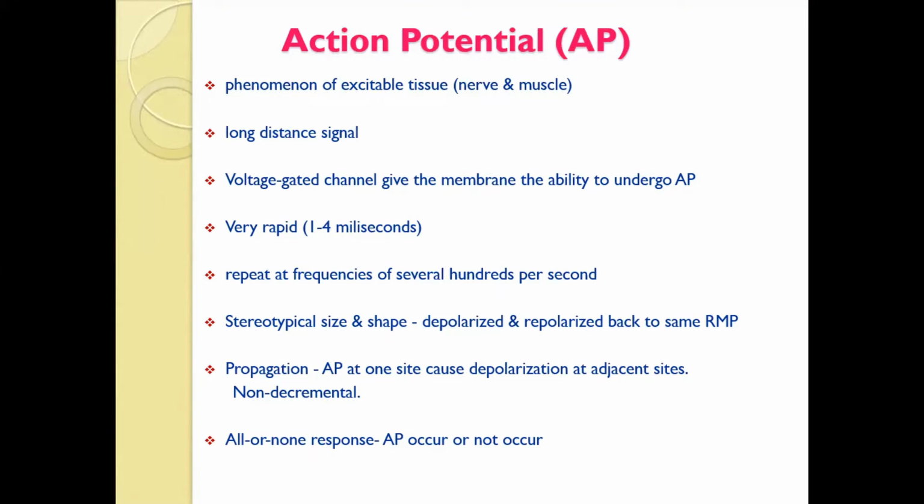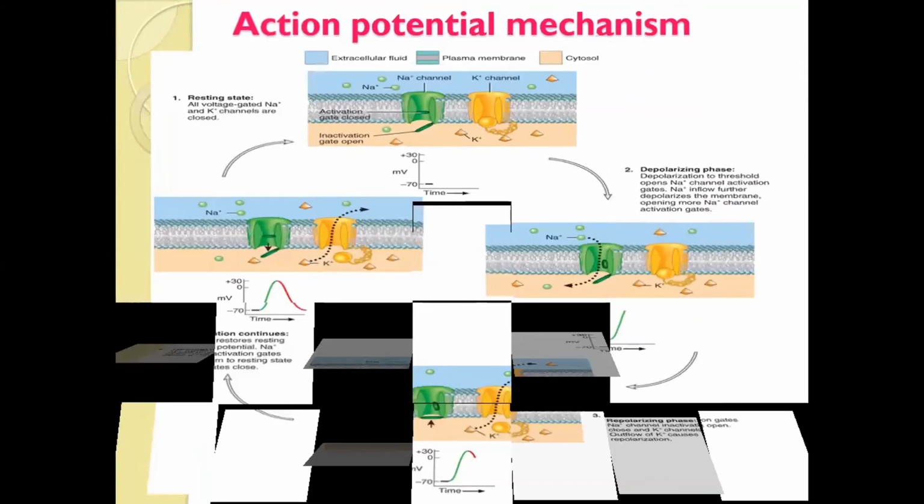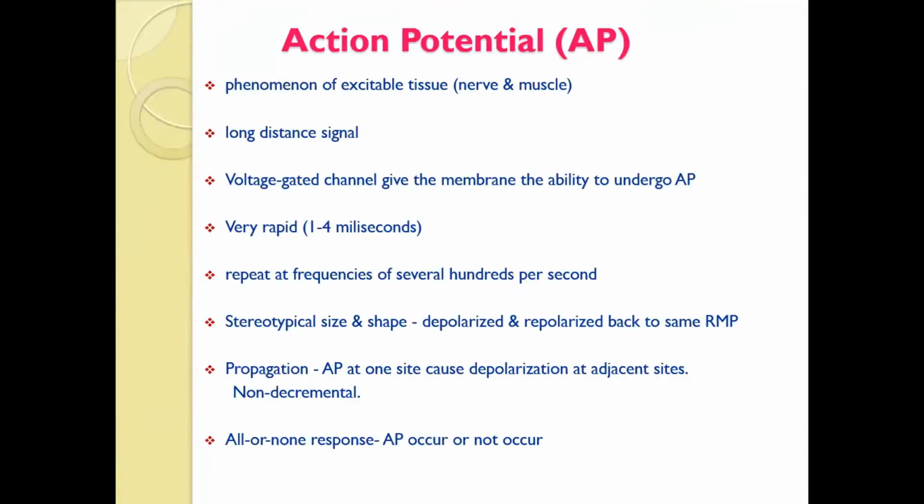It propagates: an action potential at one site causes depolarization of adjacent sites, non-decremental. All-or-none response is a law: if the stimulus is strong enough, an action potential will occur. If the stimulus is not strong enough and doesn't reach a certain voltage, then an action potential cannot occur. That's what is meant by all-or-none response. An action potential occurs or does not occur depending on the voltage of the stimulus. So far, do you understand?